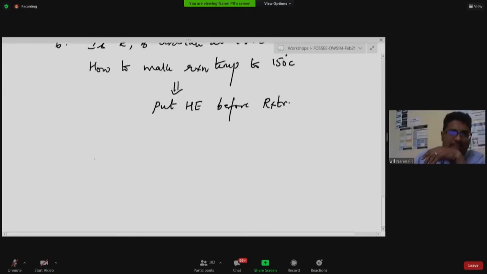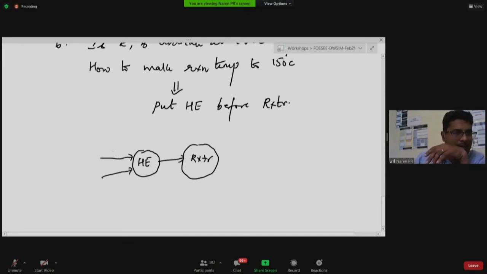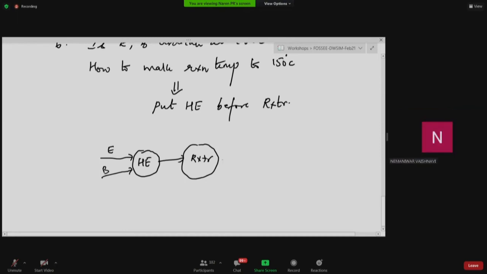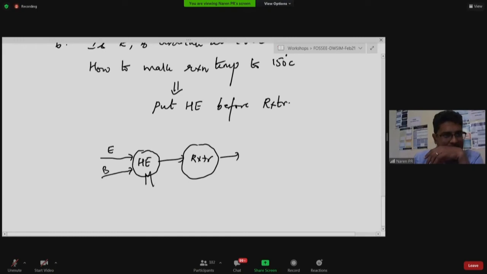Yes, sir. So that means now you will not put a reactor with just ethylene and benzene, but you will put a heat exchanger, and maybe you will put it like this. Correct? And this heat exchanger has to be heated, so you will supply energy into this. I'll use the word small e because I've used ethylene here. This is the simplest. I'm not saying it is a shell and tube, heater, nothing.